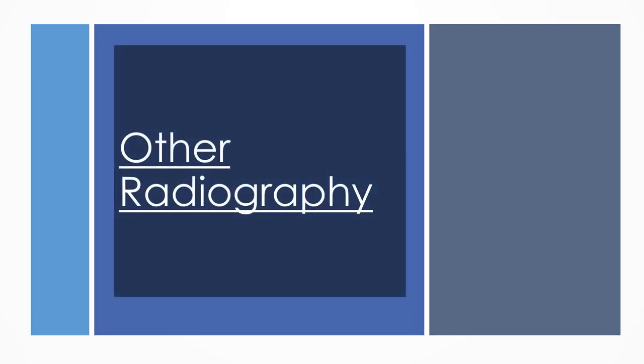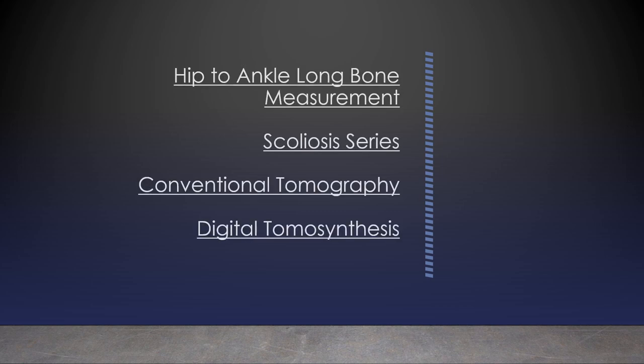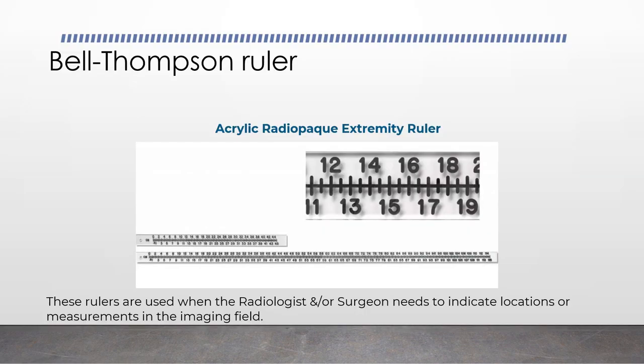Other radiography: hip to ankle long bone measurement, scoliosis series, conventional tomography, and digital tomosynthesis. A Bell-Thompson ruler is an acrylic radiopaque extremity ruler. These rulers are used when the radiologist and/or surgeon needs to indicate locations or measurements in the imaging field. They are also used for stitching for those types of procedures.